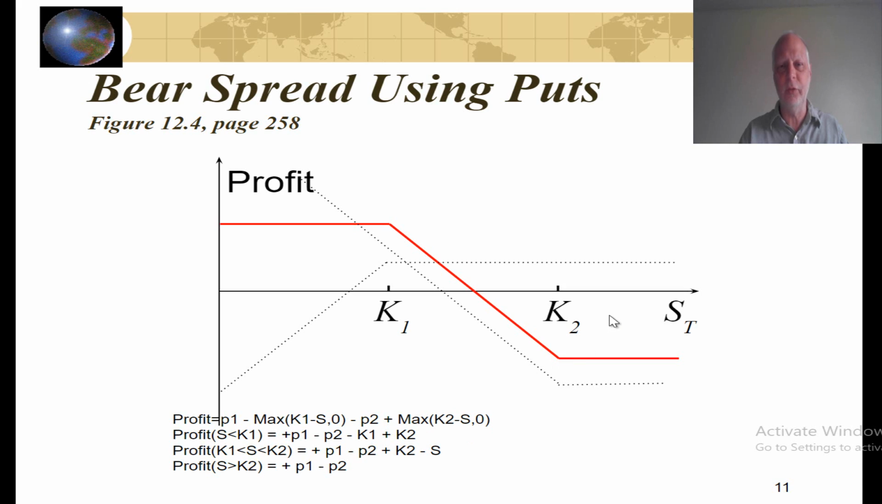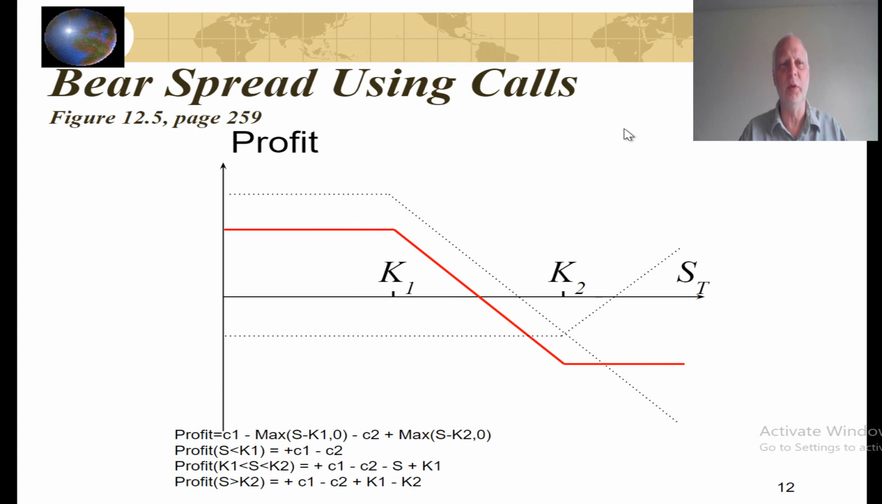How about in the region S greater than K2? Well, then both of our puts expire worthless, so both of our intrinsic values are 0. We end up with just plus P1 minus P2. We know P2 is greater than P1 and that this is a negative, so this is our maximum loss. And again, we can check at our transition point. If S equals K2, this is 0, and our second equation becomes our third equation.